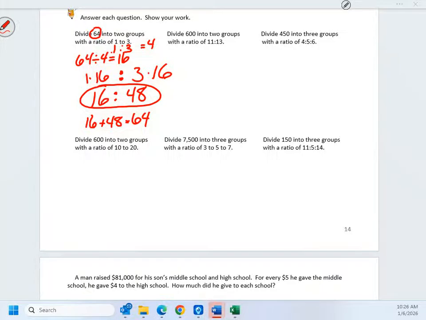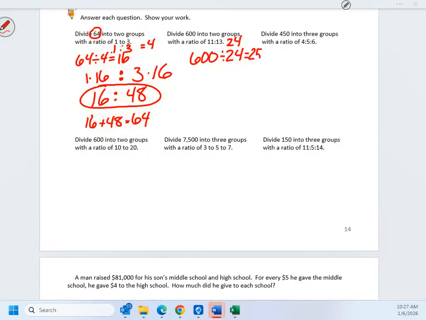Let's do another one together. Divide 600 into 2 groups with a ratio of 11 to 13. What's the first thing I want to figure out? Ellie? How many groups there are? Yeah. How many parts? What's 11 plus 13? 24. So now what do I do with that 24? 600 divided by 24, and what do I get? Cam. 25.